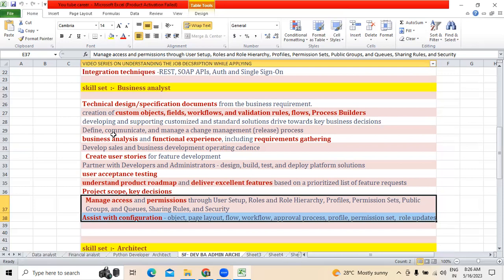So while you are applying for opportunities and transforming your career into the field of business analyst from other areas, if you want to become a Salesforce BA, please keep these points into consideration while you are preparing your CV. At the same time, you are applying for job opportunities based upon the JDs.